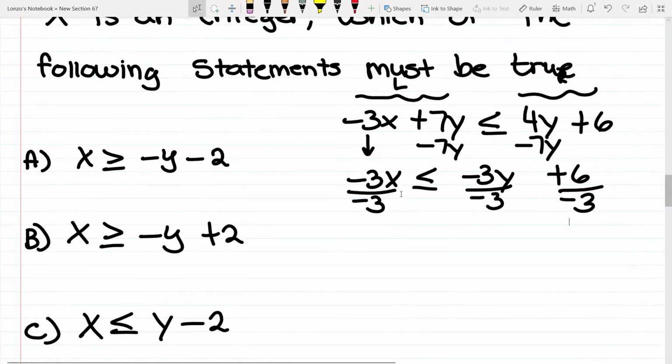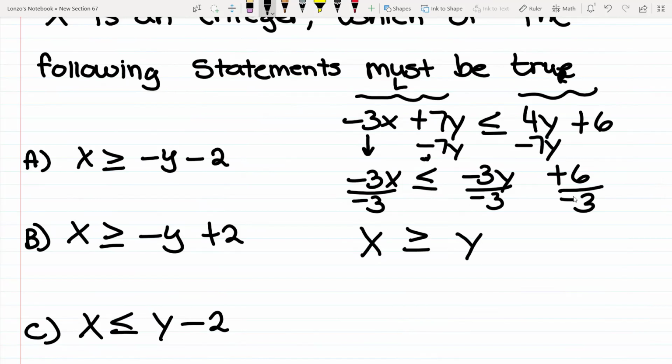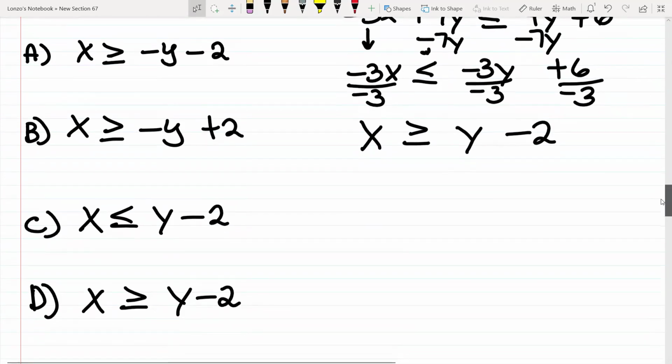So remember, we said that if you divide or multiply by a negative, you do got to flip the sign. So it's going to be x, and then you do have to flip the sign. So it's going to be greater than or equal to. And then negative 3 divided by negative 3 is x, and then 6 divided by negative 3 is negative 2. And that looks like that would be letter D.